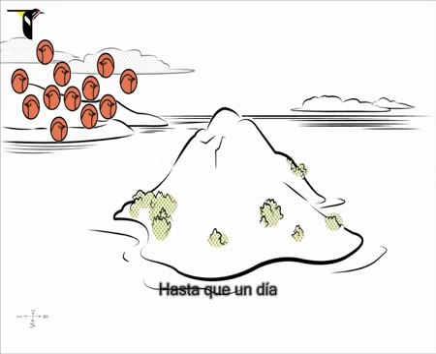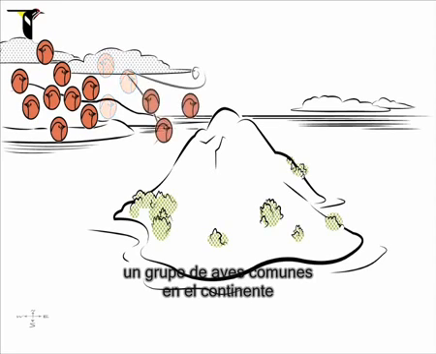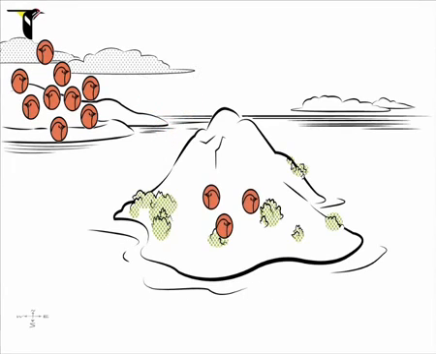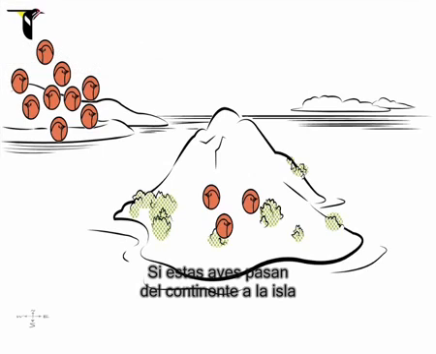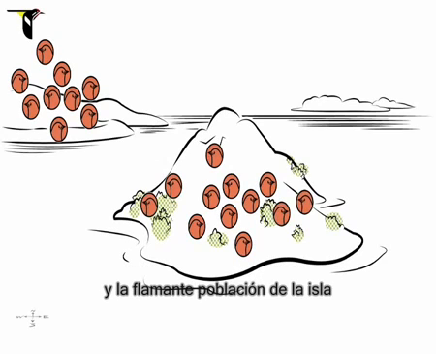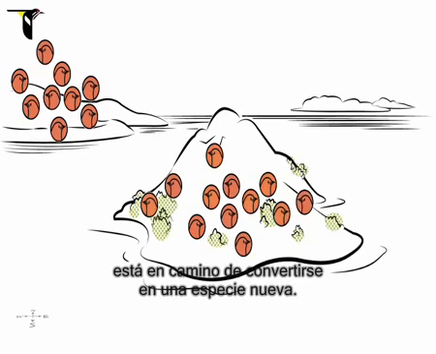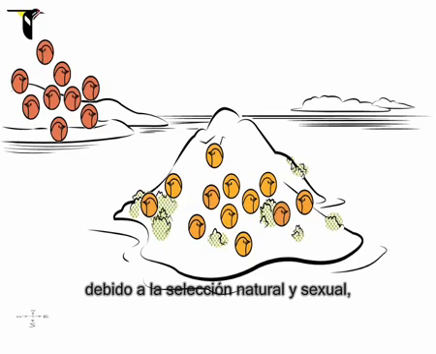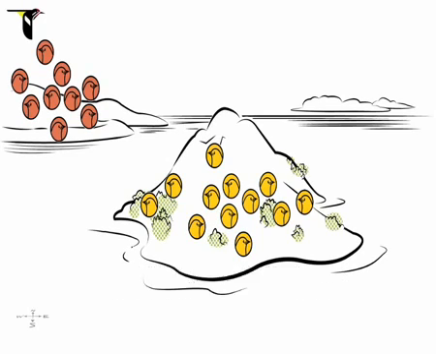Then one day, birds from a common species on the mainland are blown over by a storm and start a new population. If these birds move between the island and the mainland only rarely, the conditions for reproductive isolation are set, and the brand new island population is on its way to becoming a new species. Over thousands of generations, the two populations will be shaped by natural and sexual selection into separate forms, each with a unique genetic fingerprint.